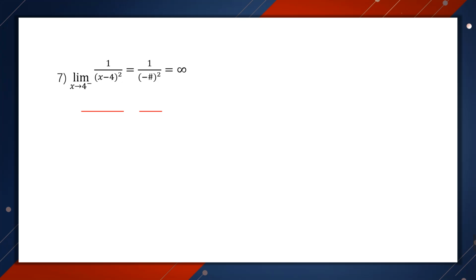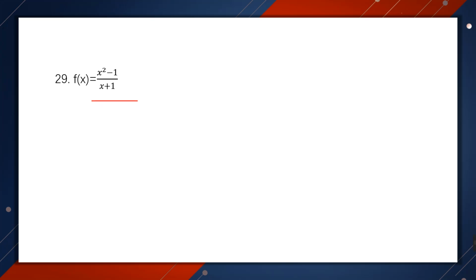Then for the limit of 1 over x minus 4 squared as x approaches 4 from the right side or the left side, 4 is also the vertical asymptote of this function, so the denominator is also 0. So 1 over 0 is infinite. It also applies when x approaches 4 from the right side.